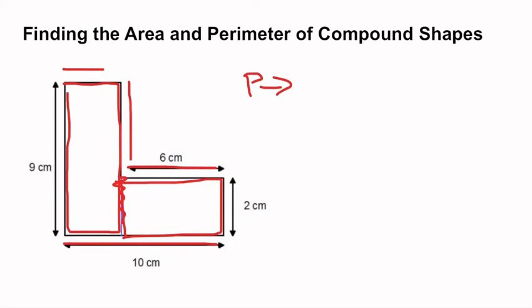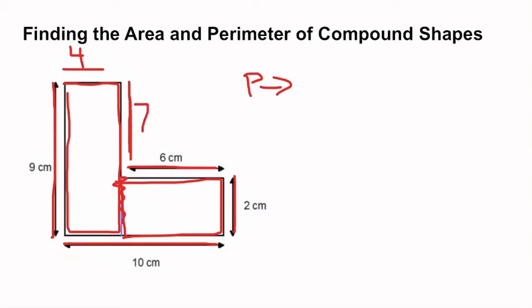So if we do 10 take away 6, we know that the top length is going to be equal to 4. We can use that same thought to find the second length here. We know that whatever it is, plus 2, has to total this 9 here. So if we do 9 take away 2, we know that that's 7.